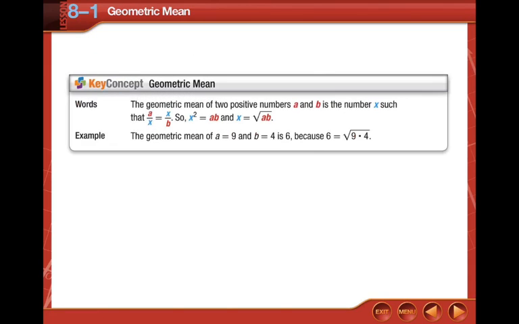First off, geometric mean. The geometric mean of two positive numbers, a and b, is the number x such that a over x is equal to x over b. So when you cross multiply, x squared is equal to a times b, and x is equal to the square root of a times b. So, for example, the geometric mean of a equal 9 and b equal to 4 is 6, because 6 is equal to the square root of 9 times 4. 9 times 4 is 36. You square root that, you do get 6.